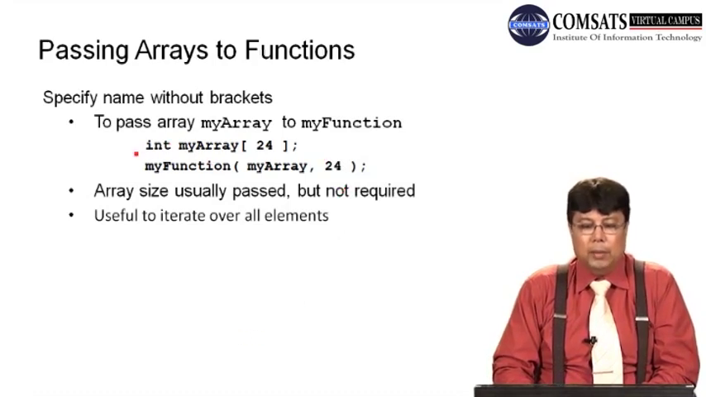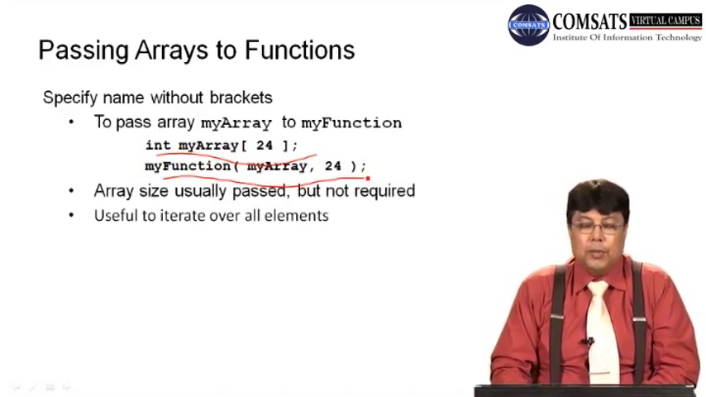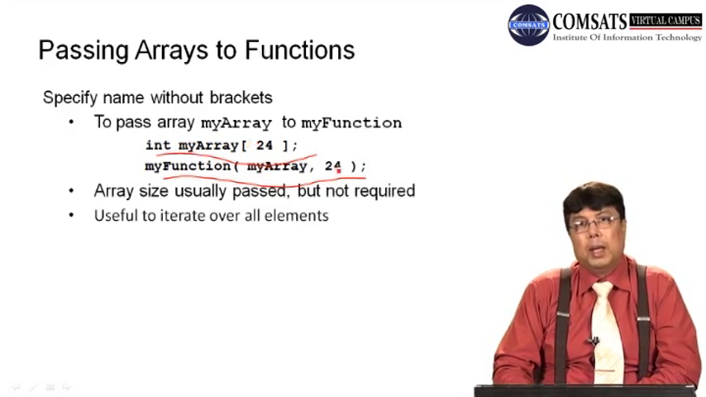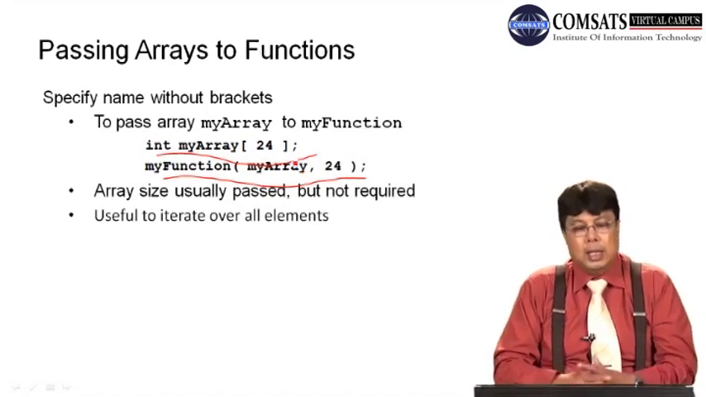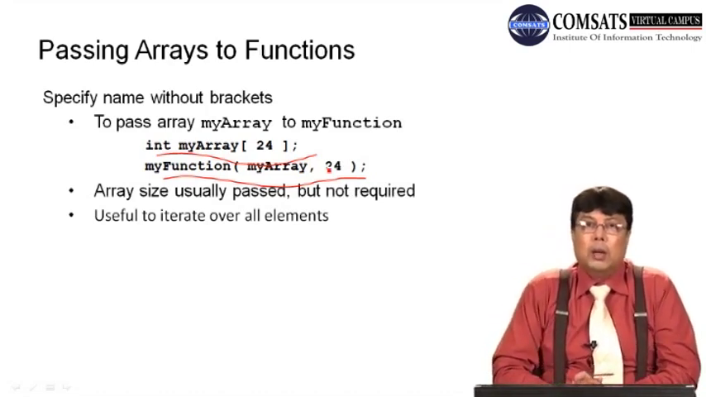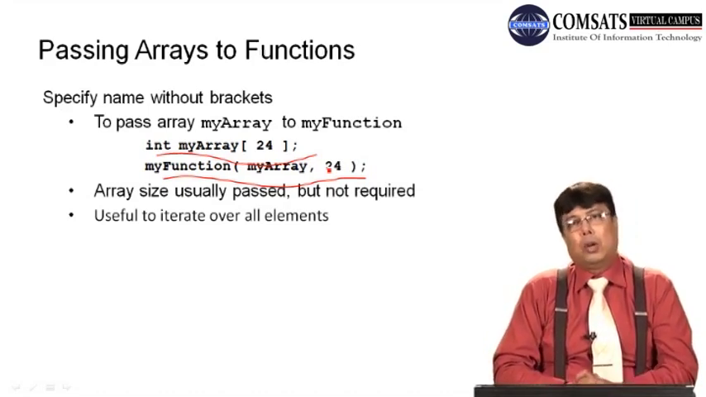Here we have declared an array, and when we are going to pass this array, have you noticed the difference? What we have passed is not this array; we have passed the name of the array and the size as two different arguments. The name of the array is passed as one argument, and the size of the array as the second argument, because array size is obviously not passed when we pass the array as an argument.